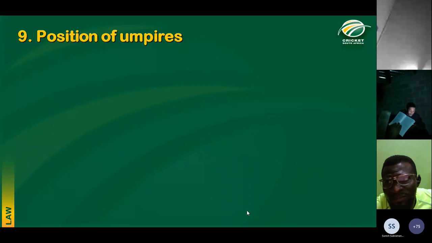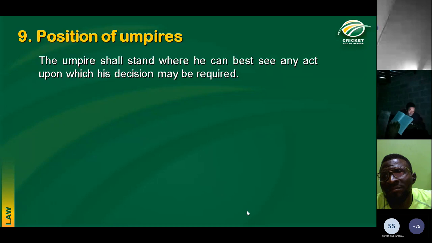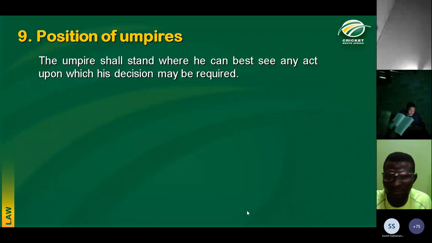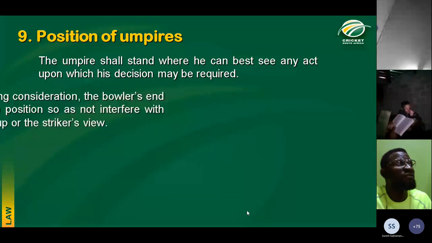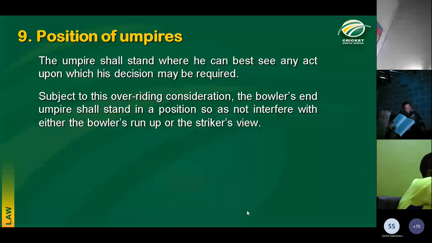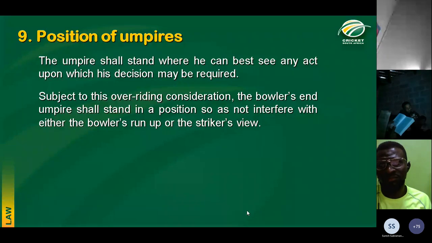Position of umpires. So where do the umpires stand? The law doesn't give an exact position where the umpire needs to stand. All the law tells us as umpires is, you need to stand where you can best act upon any decision that you need to make. The law tells us that the bowler's end umpire needs to stand in a position as not to interfere with either the bowler's run-up or the striker's view.